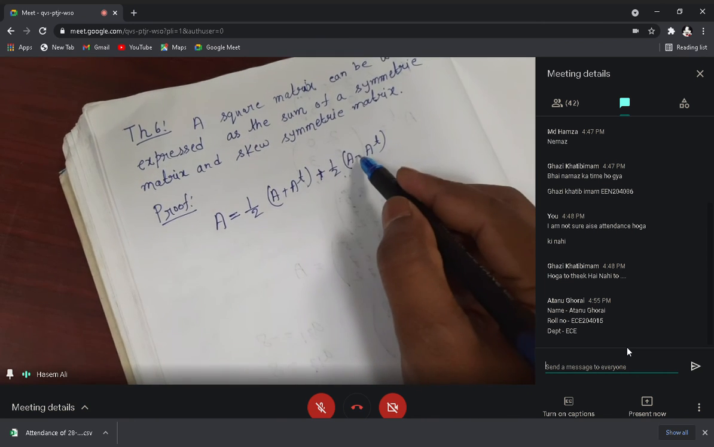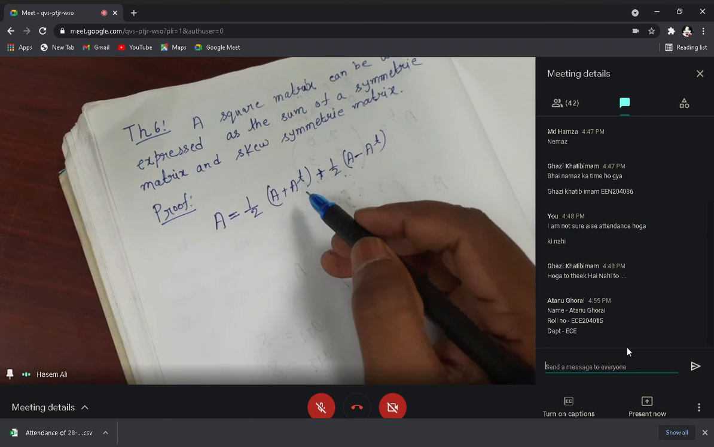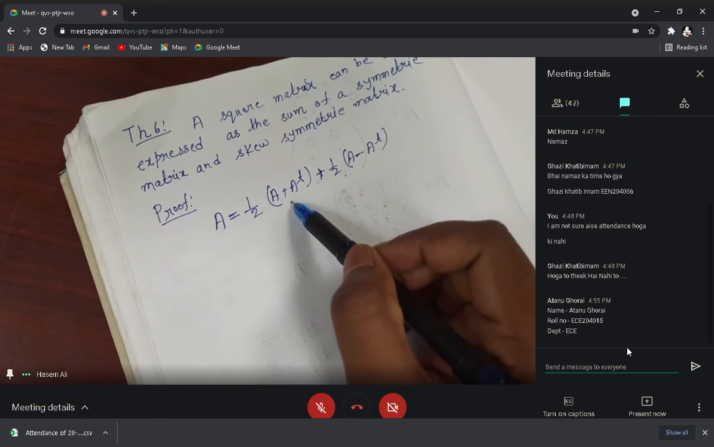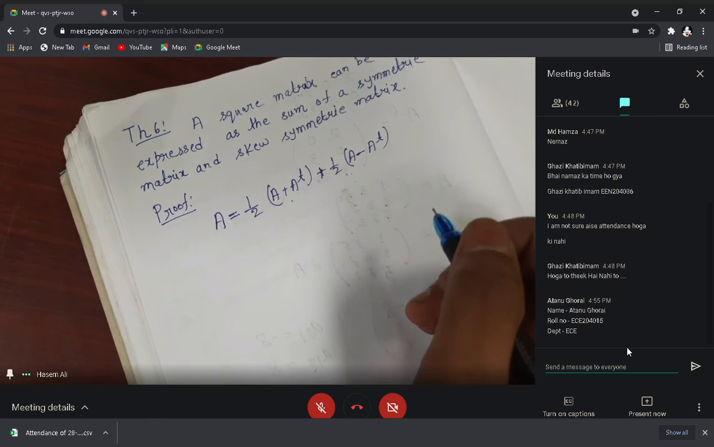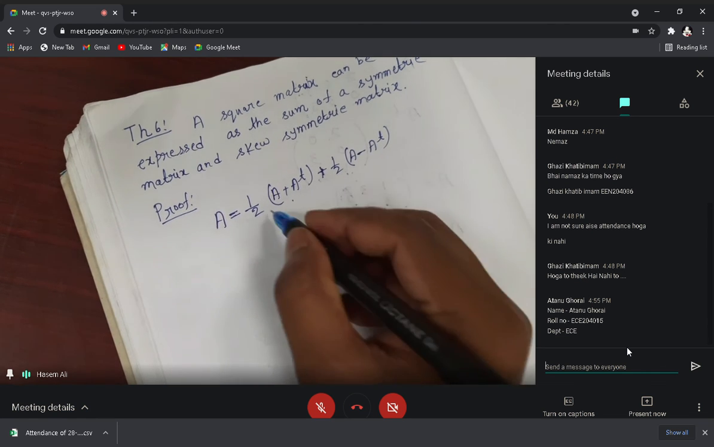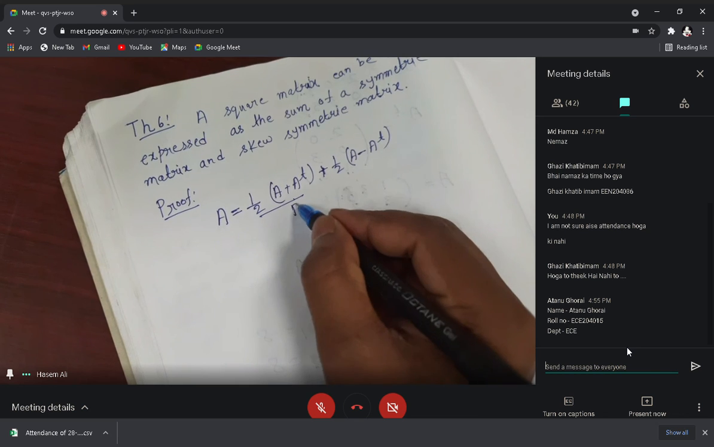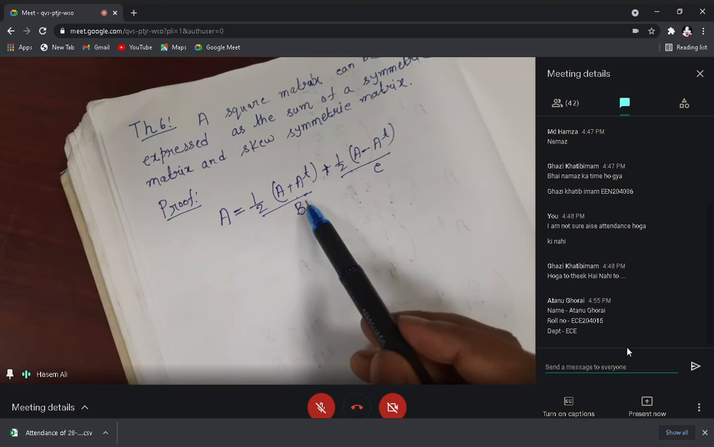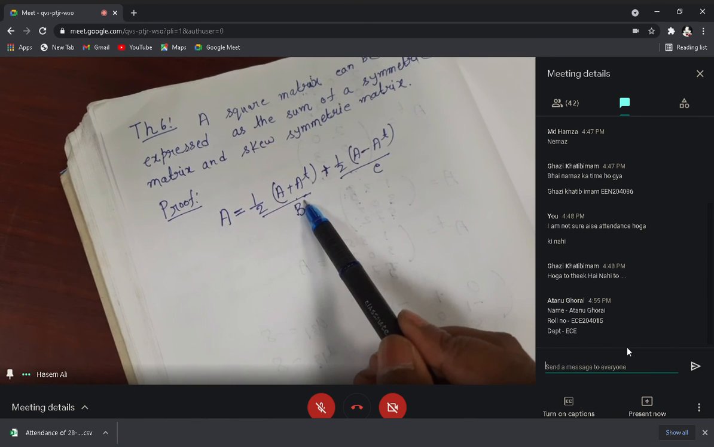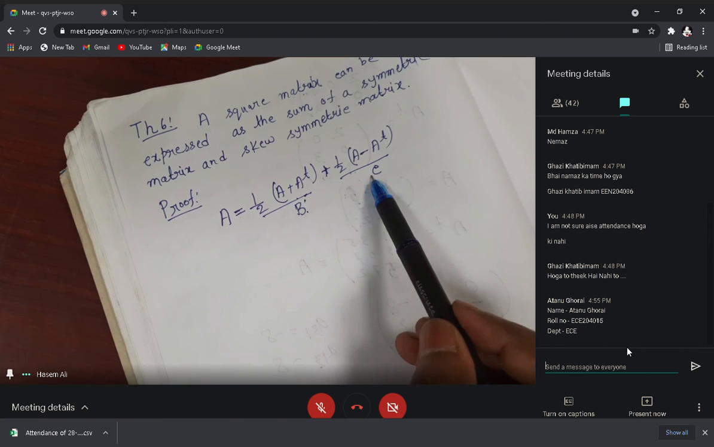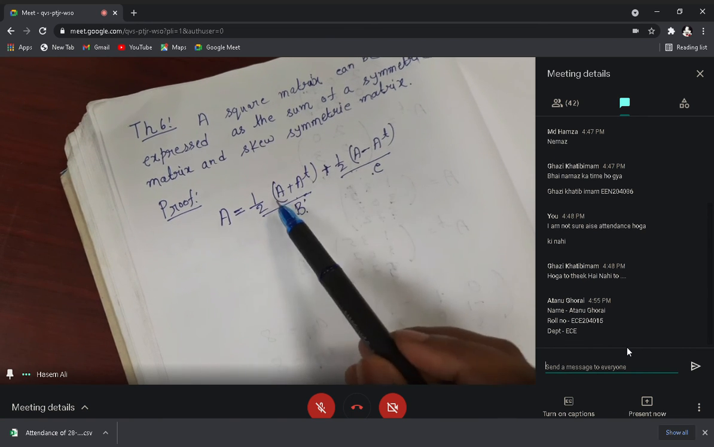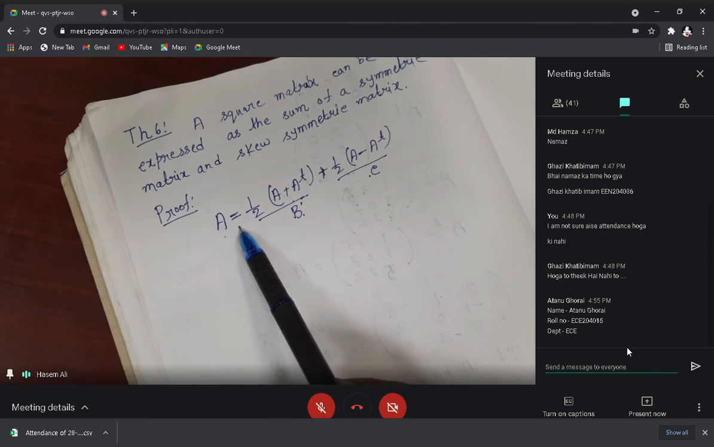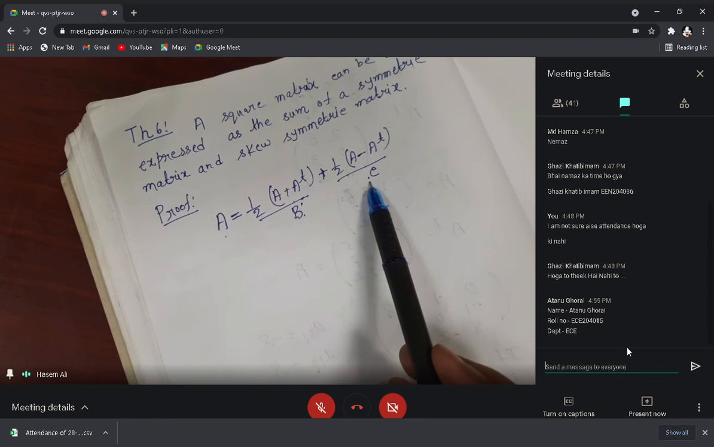This is true for any square matrix. Here we consider square matrices. A equals half of A plus A transpose plus half of A minus A transpose. Let this be our B and this be our C. We will prove that B is a symmetric matrix and C is a skew symmetric matrix. Then we can prove A is a sum of a symmetric matrix and a skew symmetric matrix.